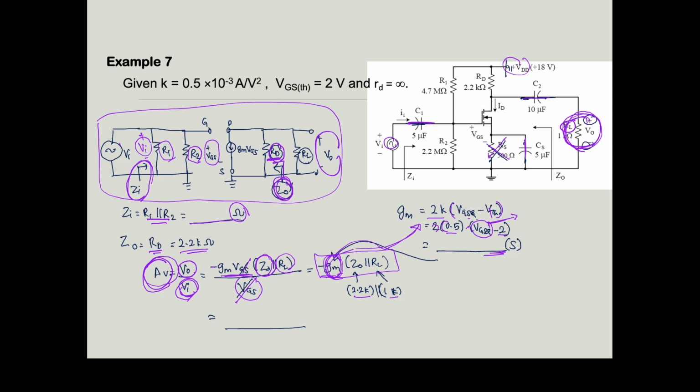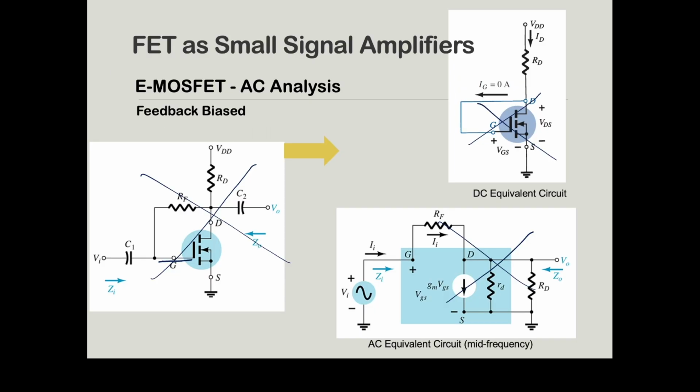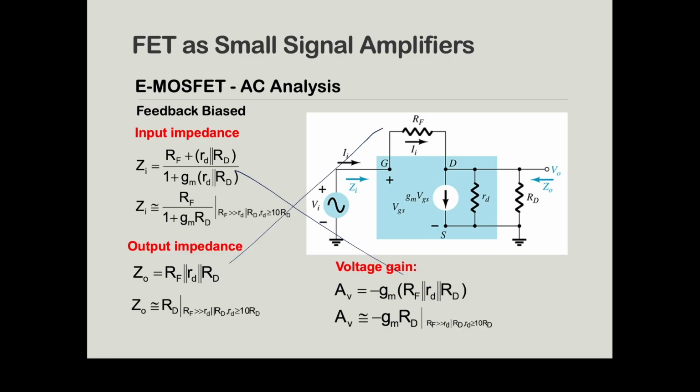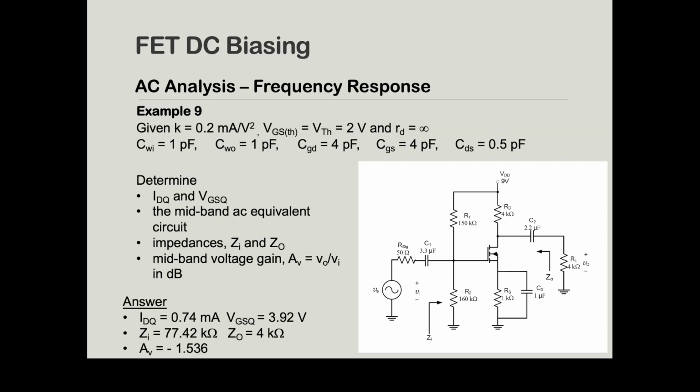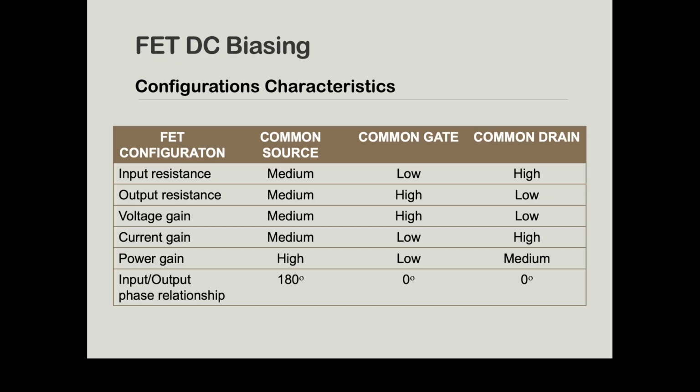All right, clear? And for the feedback bias, this is just for your reference. It will not be included in your final exam, so you don't have to worry about this. The calculation of the input impedance and output impedance might be slightly different, so this is just for your knowledge. You don't have to worry, this will not be covered in your final exam. We can omit example number 8 and example number 9.